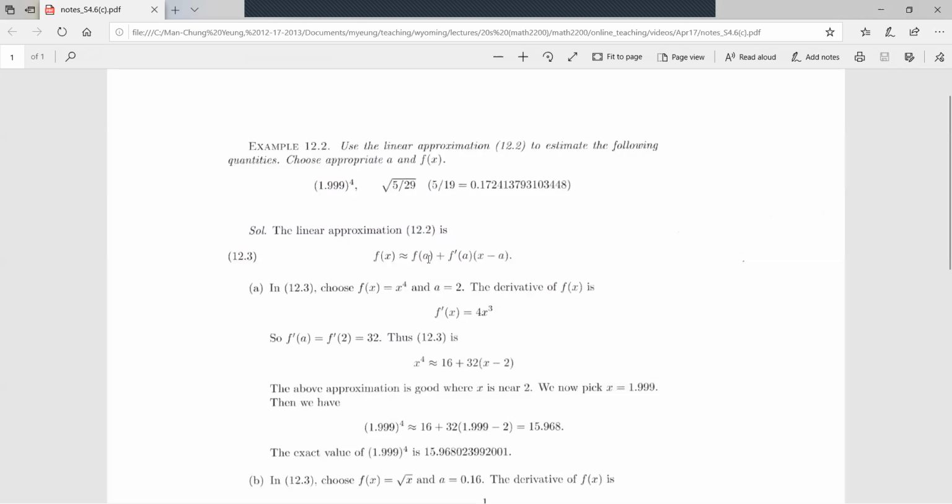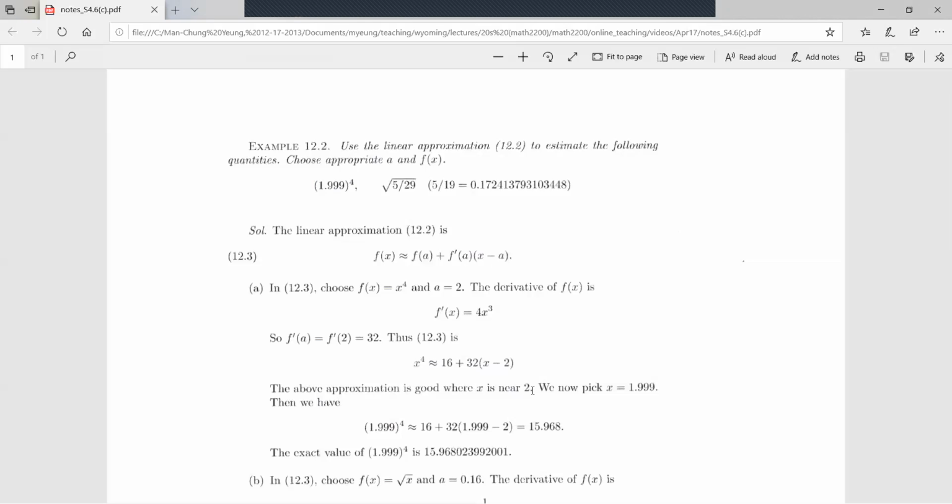the function value at a, at 2, is 16, plus 32 times (x minus 2). This approximation is good when x is close to 2.